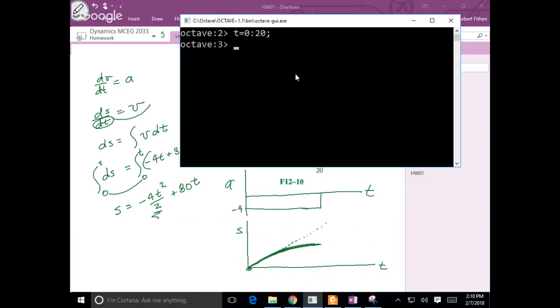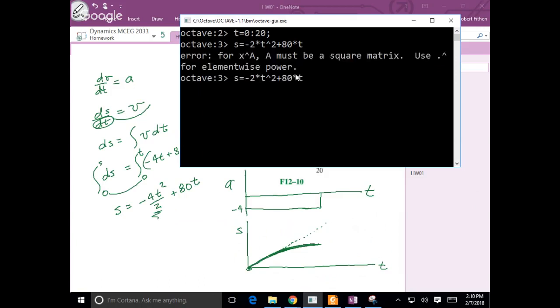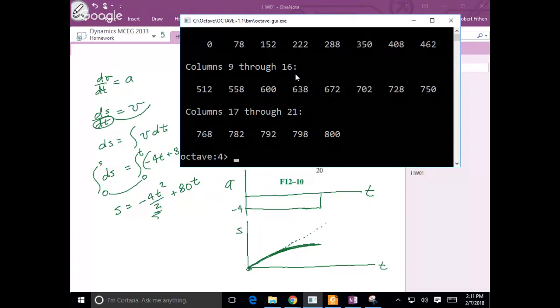And then I'll say, what? S is equal to -2 times t squared plus 80 times t. Now it's going to give me an error, watch. Okay, so I got to do this. And then I can do plot. Okay, what is it? S and T.